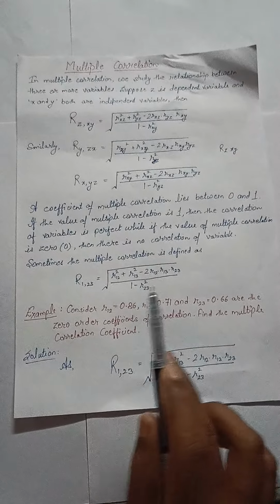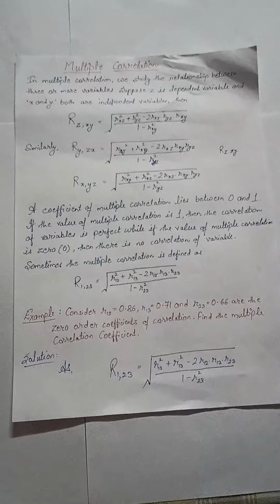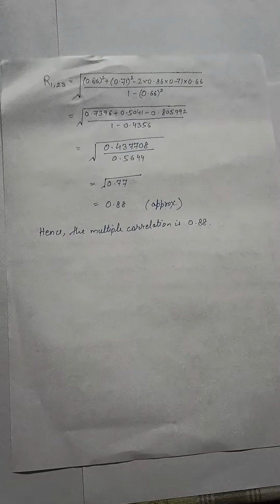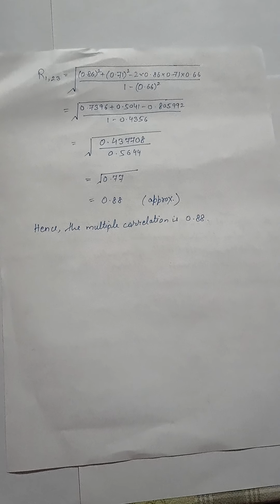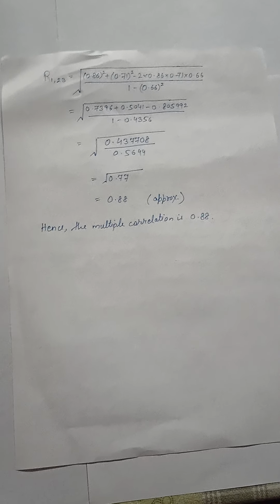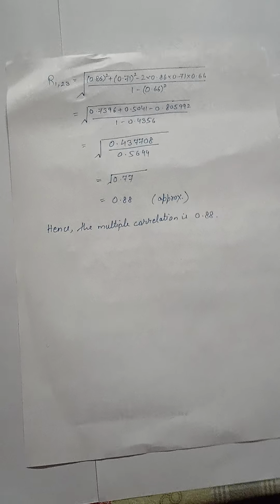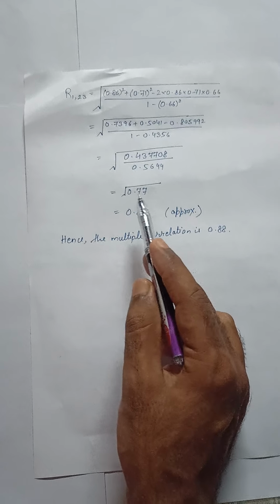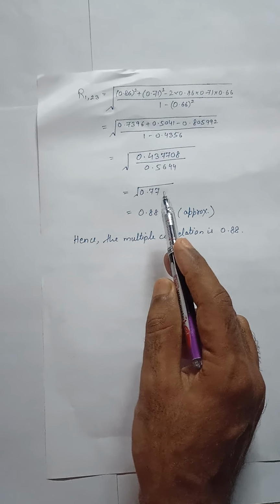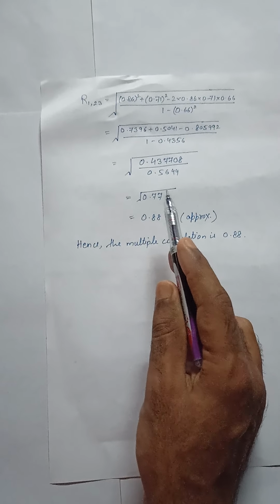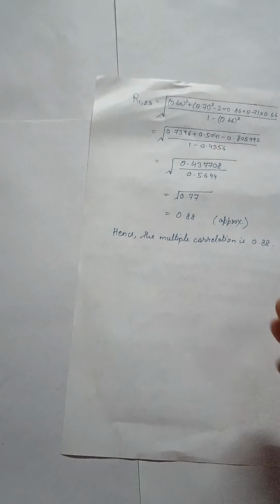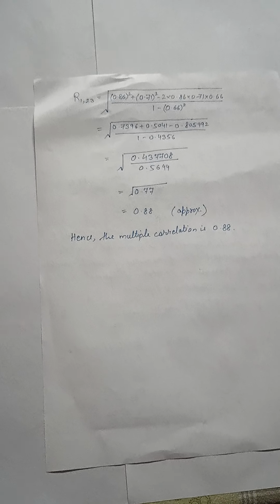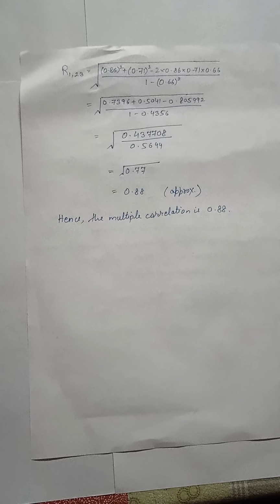See, all the values are given to us. We have to just put the values in our formula. So here we have substituted the values: 0.86 whole square plus 0.71 whole square, and like that all the values. You can find out the squares and multiply. So this is the square root of 0.77. You very well know how to find the square root of a number which doesn't have a perfect square root. That means this is not a perfect square number, so its square root will be a decimal fraction only, that is 0.88 approximately. So hence the multiple correlation coefficient is 0.88.